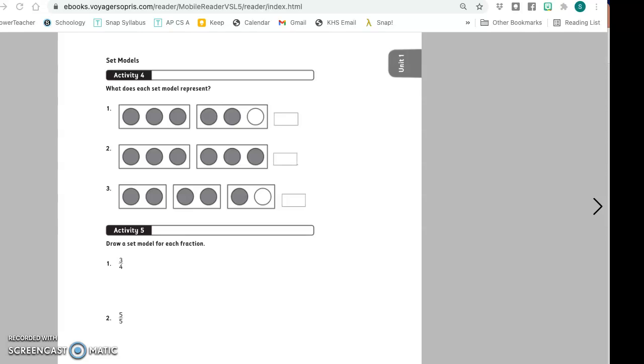Okay, activity 4. What does each set model represent here? Remember, these boxes here show you the whole, right? So here I have 3/3 shaded in. Here I have 2/3 shaded in. So my denominator I know is thirds. And then I just need to count up how many I have shaded in: 1, 2, 3, 4, 5. 5 thirds.